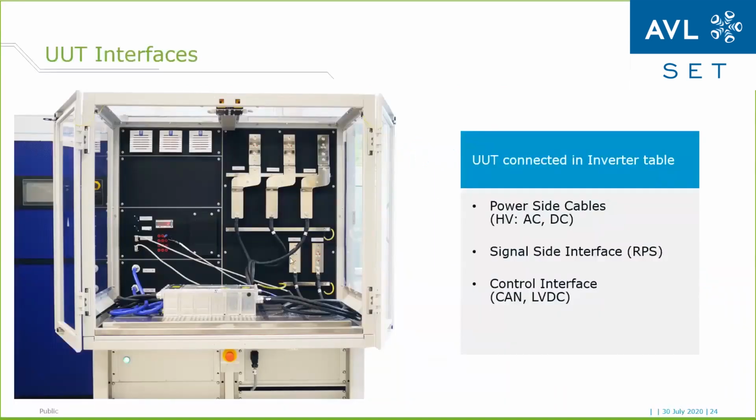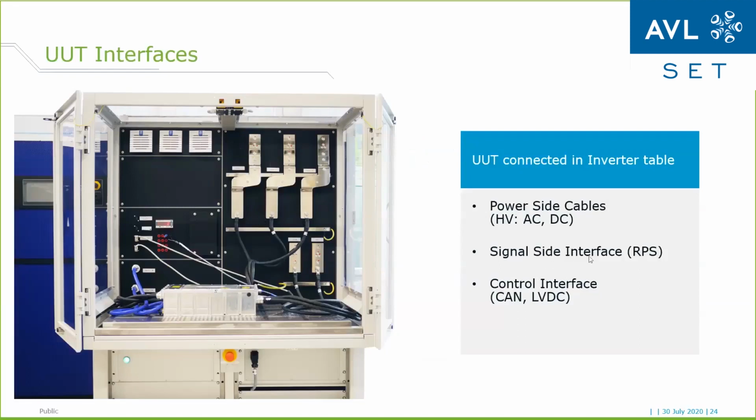The power side cables with the 3 phases need to be connected to the 3-phase terminals of the emulator, phase U, V, and W. So it's easily terminated here. One can easily mount it. And secondly, the DC side cable, for the inverter to be supplied with the high voltage.